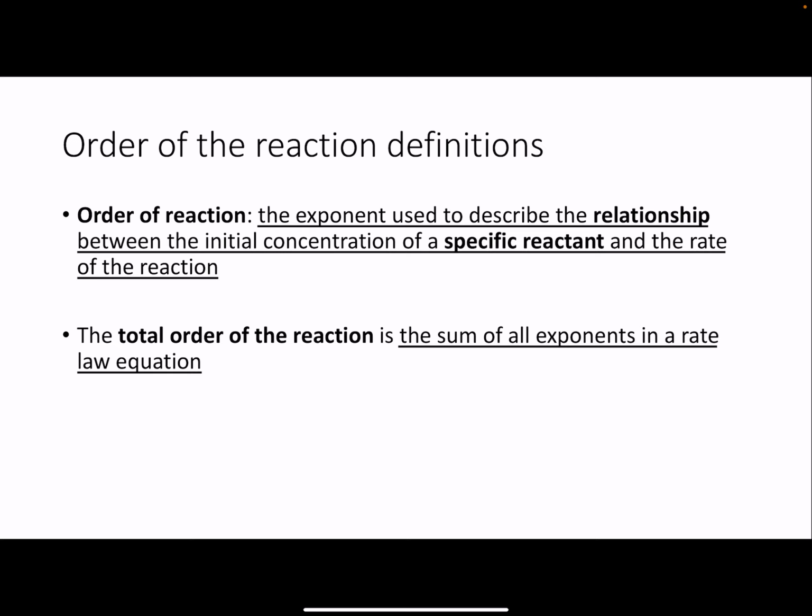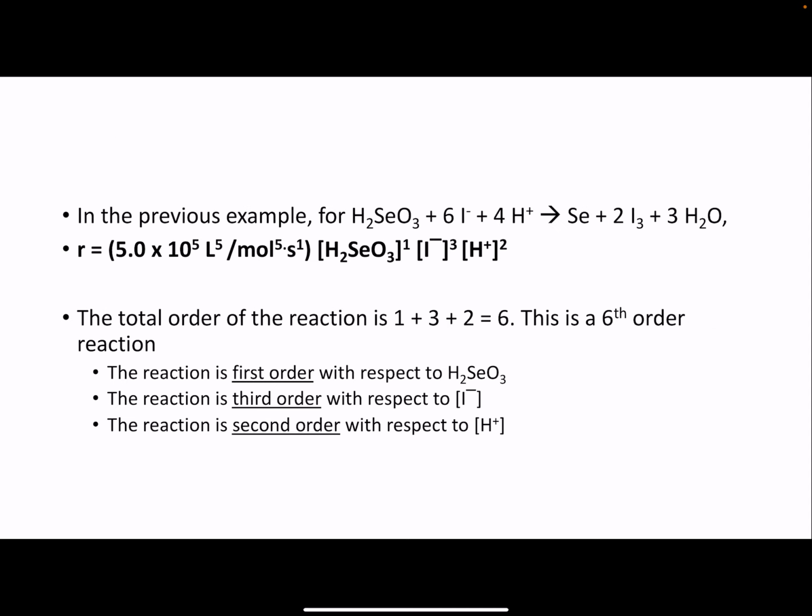So, 2 new terms for us: order of reaction and total order. The exponent used to describe the relationship is called the order, and that's of a specific reactant. The total order is the sum of all exponents in a rate law. It doesn't give us as much information, but it's a useful value as well. Looking at our previous example, this was our rate law. If we look at the individual exponents and add them up, they add up to 6. So that means this is a 6th order reaction. That's not going to be much use for us other than the units on K. So we'll spend some time with this.